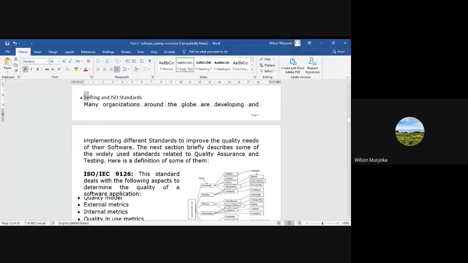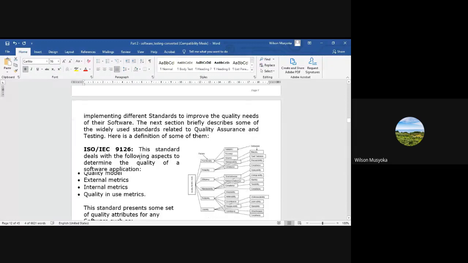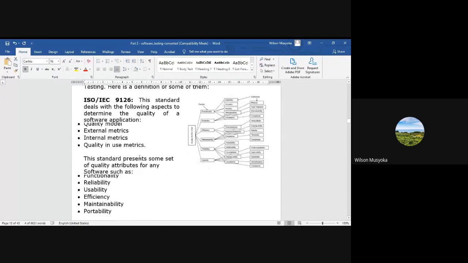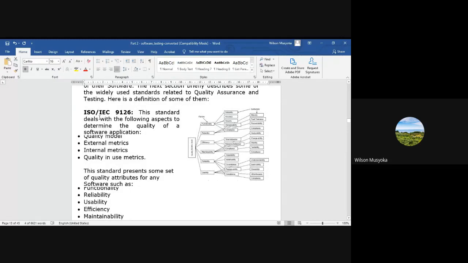The other thing we want to understand is software testing and ISO standards. ISO is the body that comes up with the standards used in different areas of IT. It is called the International Standards Organization. And in software testing, there are standards which have been developed. The standards we are going to look at are in regard to quality assurance and testing. One of the standards is what we call ISO IEC 9126.